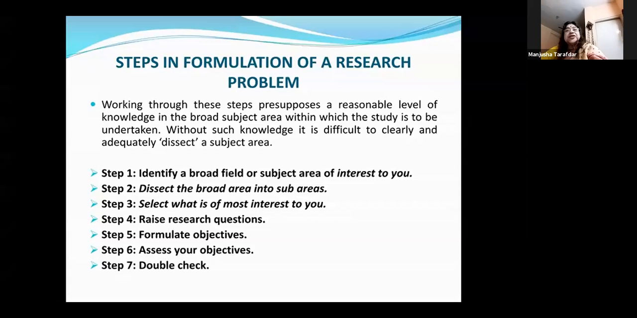Raise research questions on that pinpointing. After pinpointing the matter, you try to prepare different questions on it. If you get your answer to it, then you can proceed forward. Then formulate your objectives. Then assess your objectives, whether they are feasible or not. Then double check. Next.